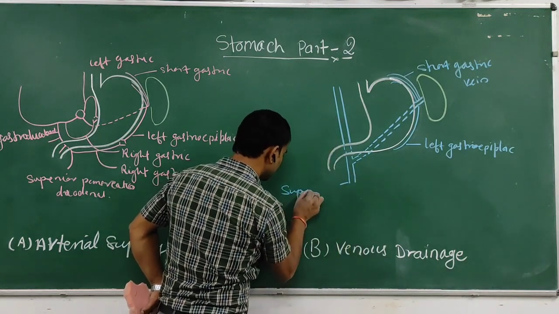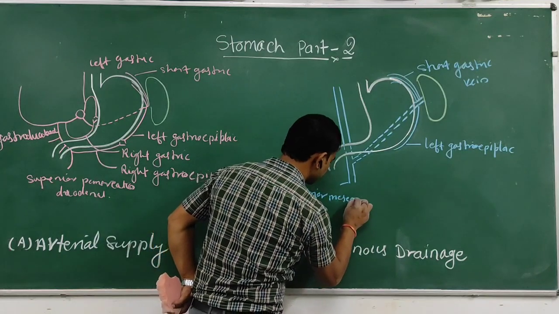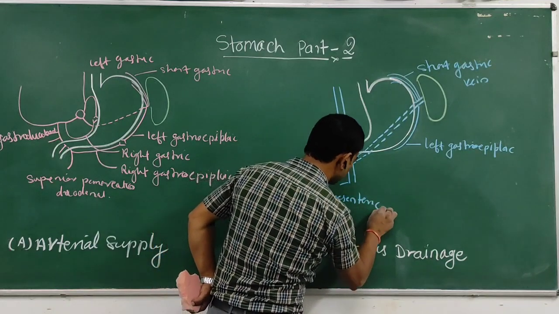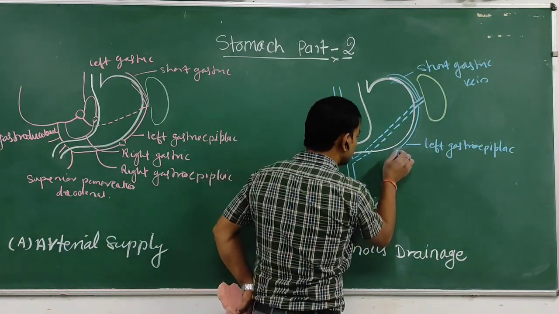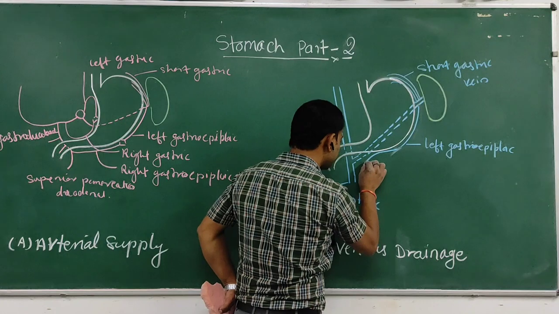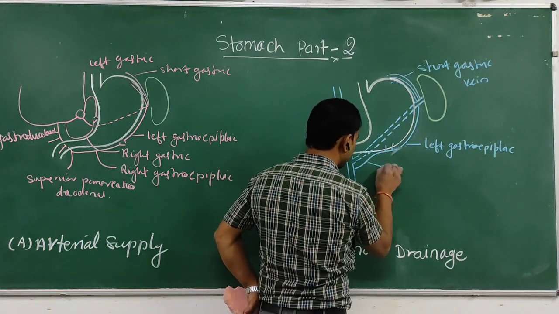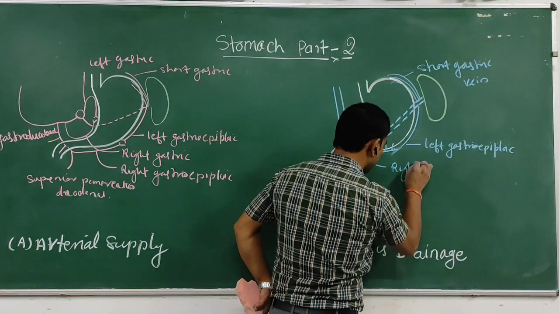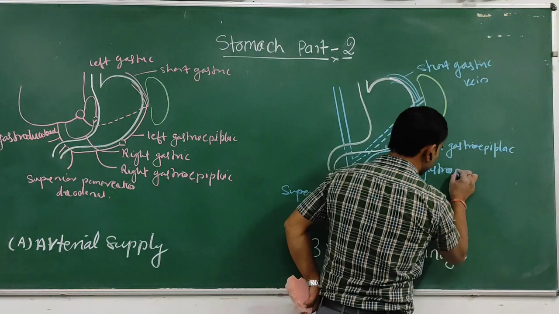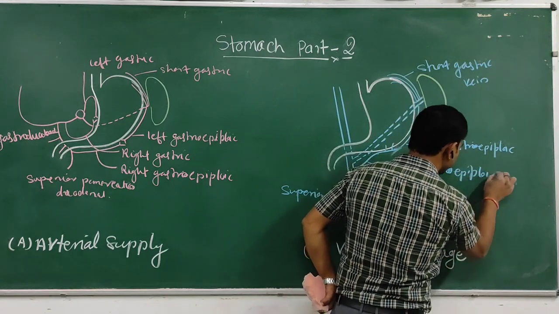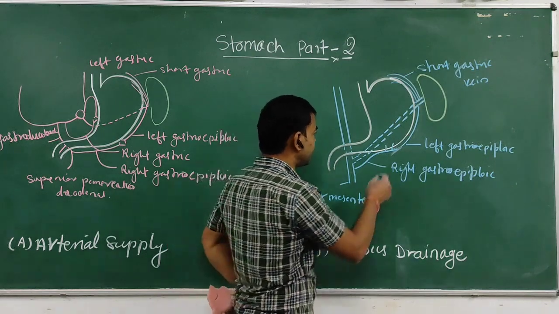This is the superior mesenteric. So in the superior mesenteric vein, right gastroepiploic vein. So this is the right gastroepiploic vein. Right gastroepiploic vein drainage into the superior mesenteric vein and this is the splenic vein.